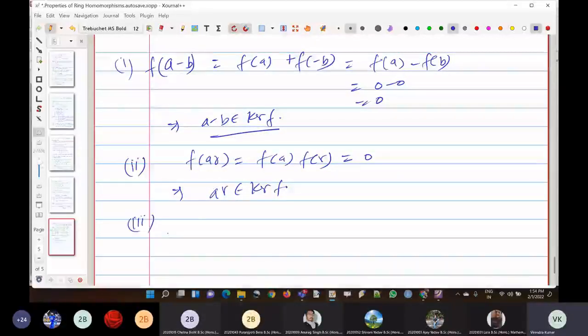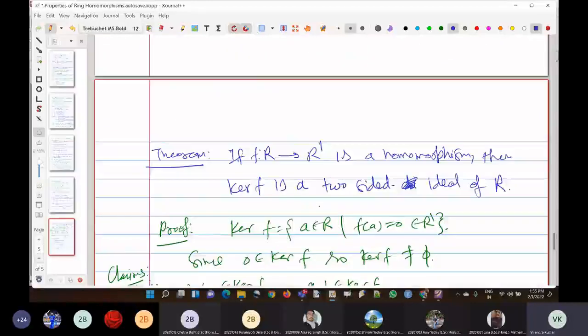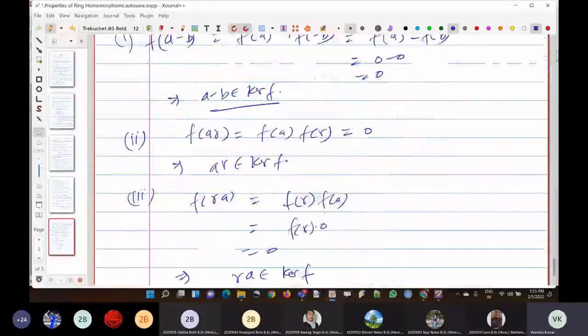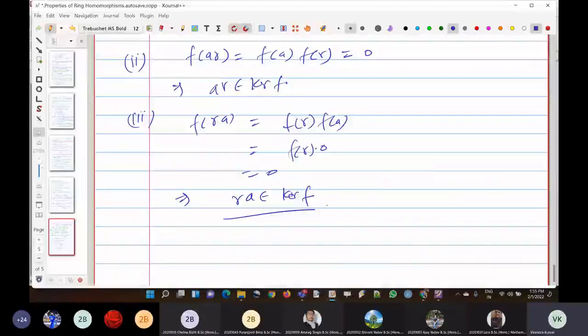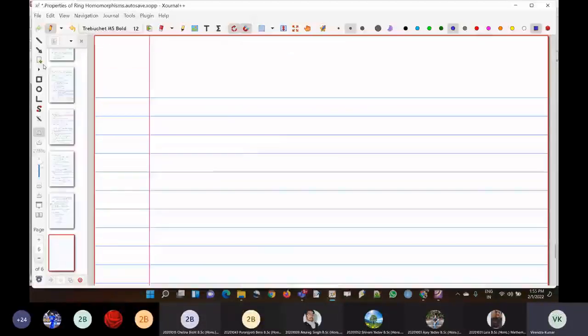And then the third part, similarly, we can write f of RA. So we can write it as f of R times f of A. And since A belongs to kernel of f, we are left with f of R times 0. So this equals 0, and this implies that RA also belongs to kernel of f. So this completes the proof that this is a two-sided ideal. Fine. And one more result I would like to tell you. You can try it out.